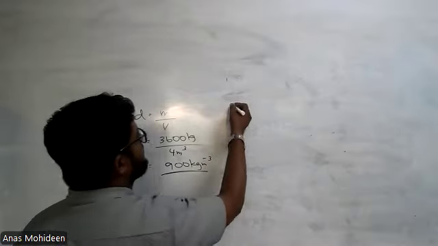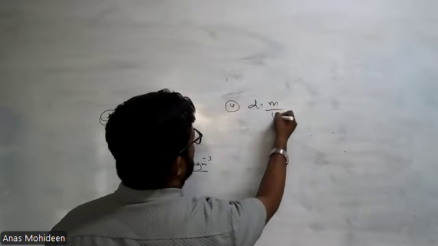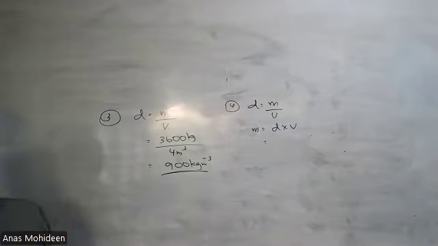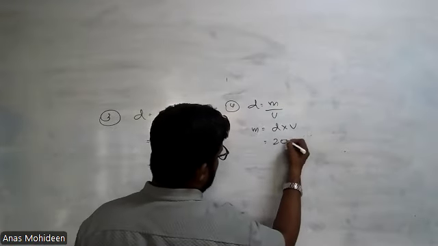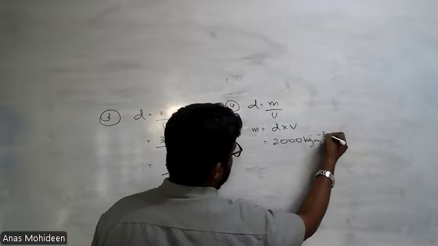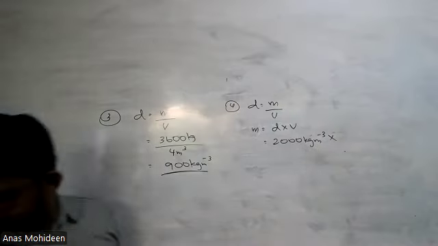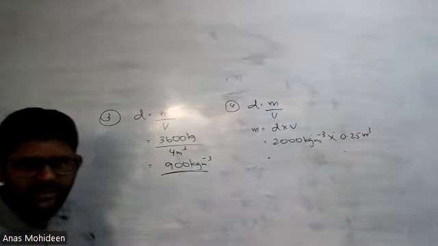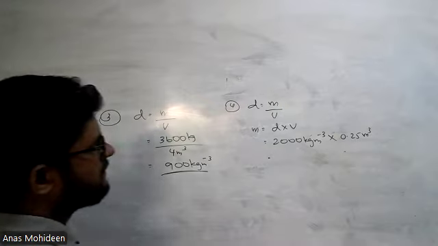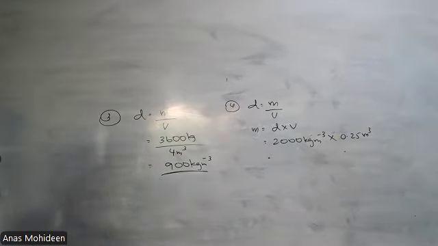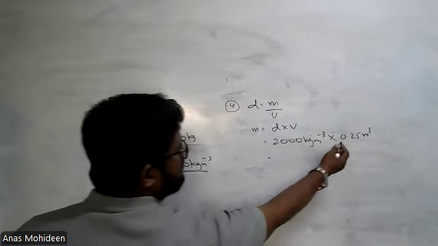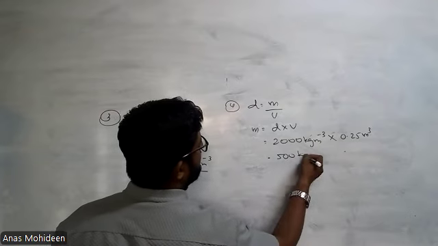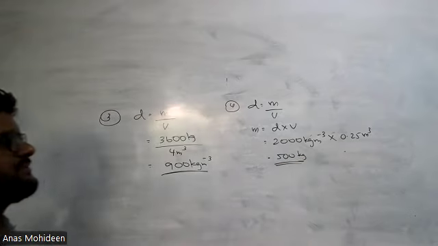Next one, the density is given. We want to find out the mass. So mass is equal to density into volume. Density is 2000 kilograms per cubic meter. Volume is given as 0.25 cubic meters. When you skip the 3 decimals, 0.25 becomes 250. 250 into 2 is 500 kilograms.